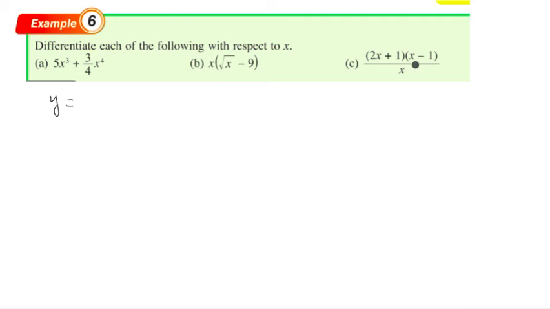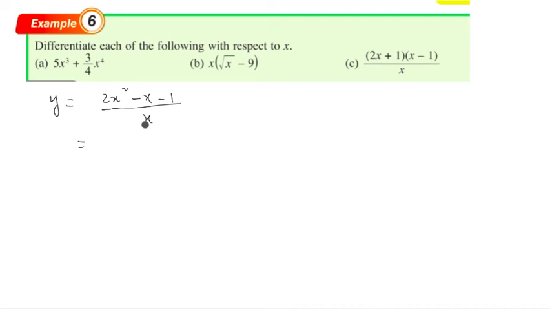Okay, C. This one also we simplify first before we start. Okay, y equals, I expand first. Front and front, front and back, back and front, back and back. So y equals 2x squared minus 2x plus x. Minus 2x plus x, minus x, plus minus minus 1 over x.